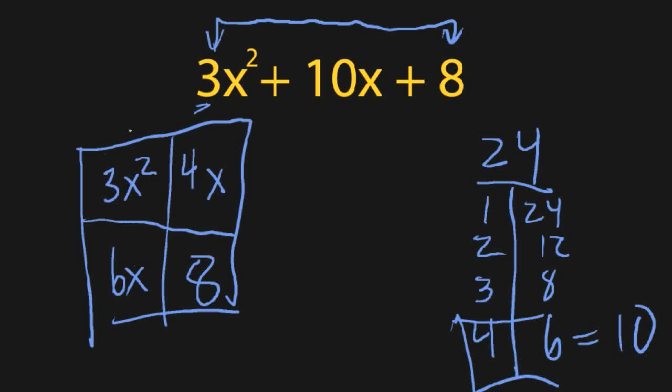The way you actually figure this out is look along this column and look at the common factor. So the common factor here is a 3x. And then along here, the common factor is just an x. So 3x times x makes 3x squared. So I know that's right.